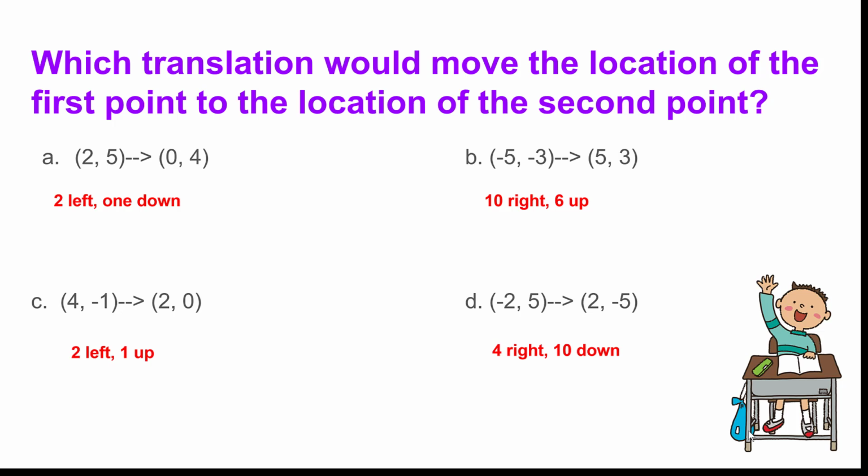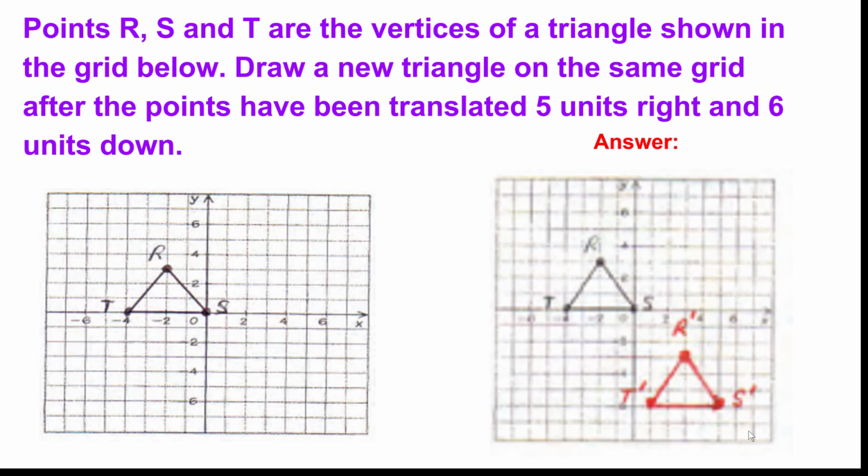Which translation would move the location of the first point to the location of the second point? Now you're describing, so it's the opposite of the first question we just saw, where you're telling the teacher where it's going. So 2 left, 1 down, because 2 minus 2 is 0, 5 minus 1 is 4, and the same for the rest of them. 10 right, 6 up, 2 left, 1 up, 4 right, 10 down.